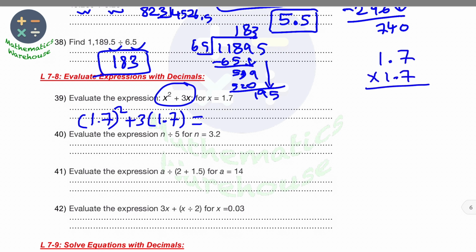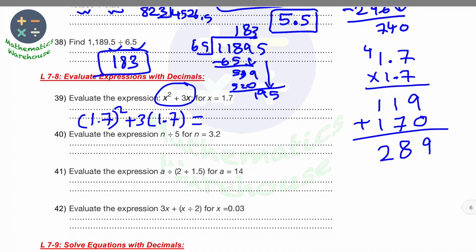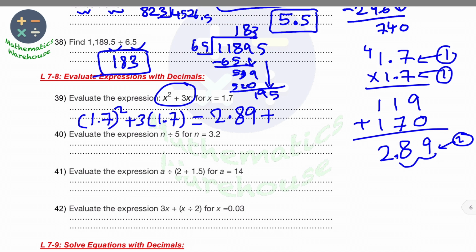7 times 7 equals 49. 9 and carry 4. 7 times 1 equals 7, plus 4 equals 11. Going to the next row, put 0. 1 times 7 is 7. 1 times 1 is 1. Now add: 9 plus 0 is 9. 1 plus 7 is 8. And 1 plus 1 is 2. We have two decimal places: 1 decimal place here, 1 decimal place here. We're supposed to have 2 down. So it's 2.89.